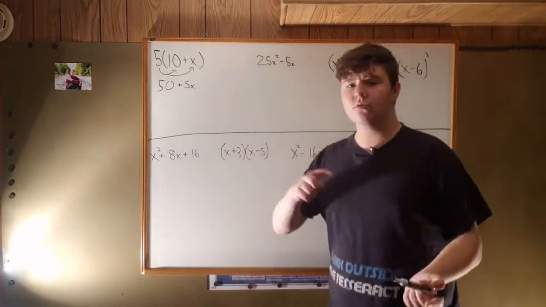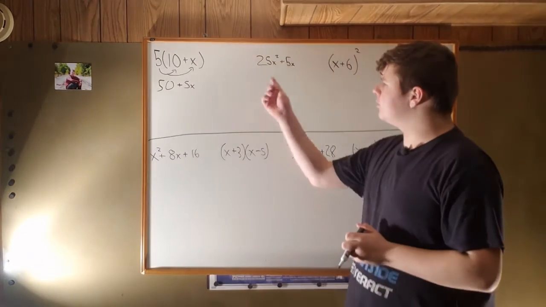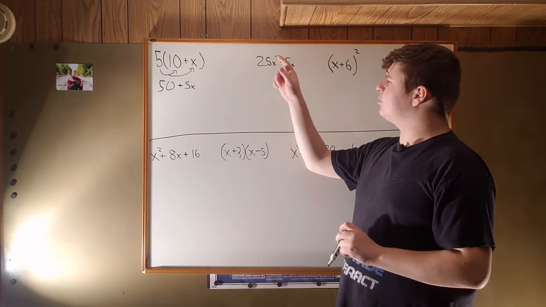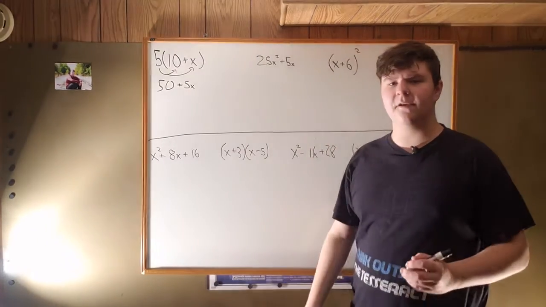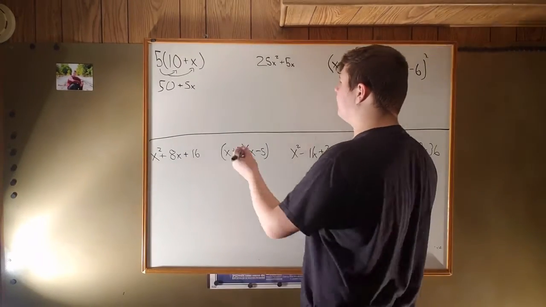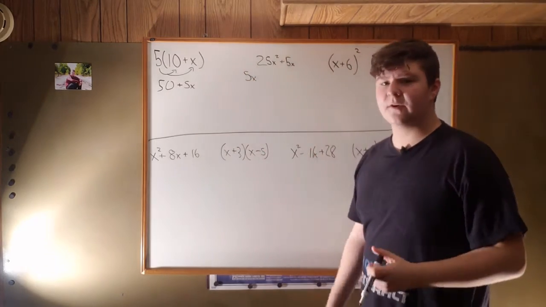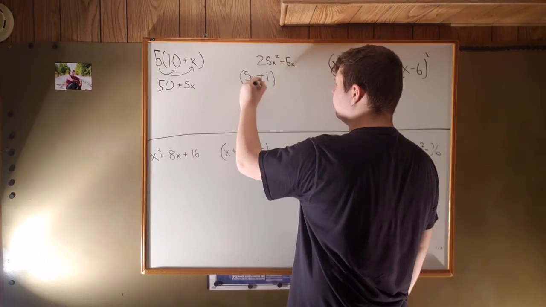Now we can undo that process, which is what factoring is. We have to find a factor that goes into both of these numbers. In this case, 5x goes into both 25x squared and 5x. 25x squared divided by 5x is equal to 5x. And 5x divided by 5x is 1. And the number we factored out was 5x.